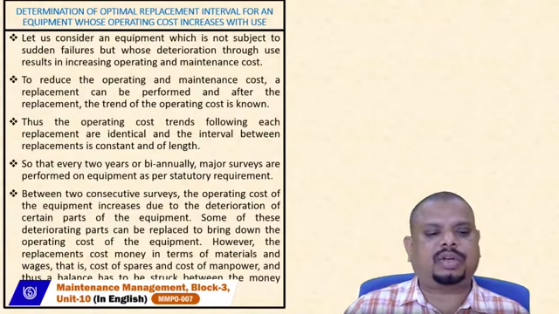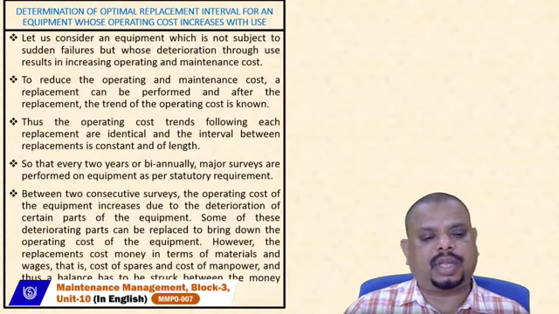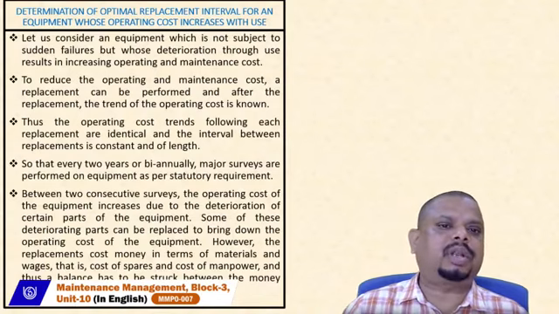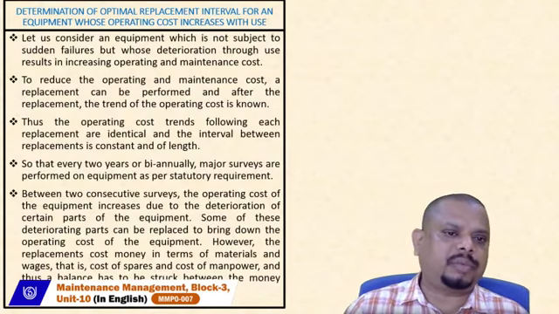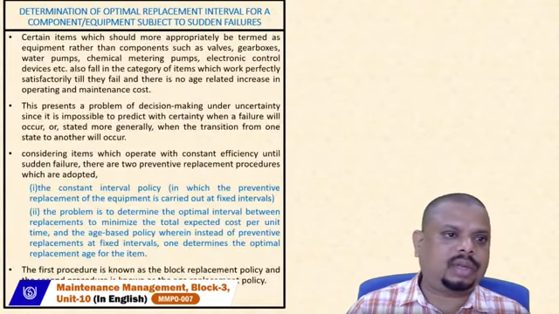And the replacement costs money in terms of materials, labor wages, the cost of spare parts, and the cost of manpower, and thus a balance must be struck between the money and the spend of replacement. These things should be considered whenever you go for the optimal replacement interval for equipment. Moving to the next one.